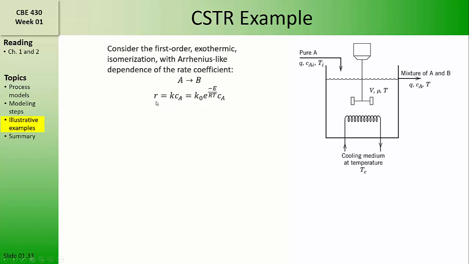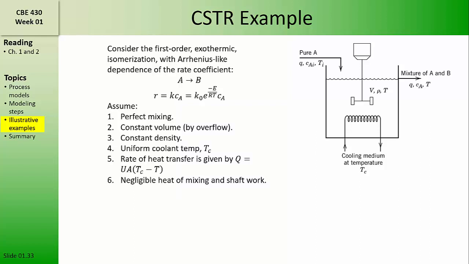It's a first-order reaction, meaning that the chemical reaction rate is directly proportional to the concentration of one of the reactants. We'll assume that this chemical reactor is perfectly mixed, has constant volume, notice that the effluent is an overflow line in the drawing, has constant density, and we'll assume that the cooling medium temperature is the same everywhere. The rate of heat transfer, capital Q, between the cooling coil and the reactor contents will be given by a heat transfer coefficient multiplied by an area, and the temperature of the cooling medium minus the temperature of the fluid in the reactor. We'll neglect any heat of mixing or shaft work.